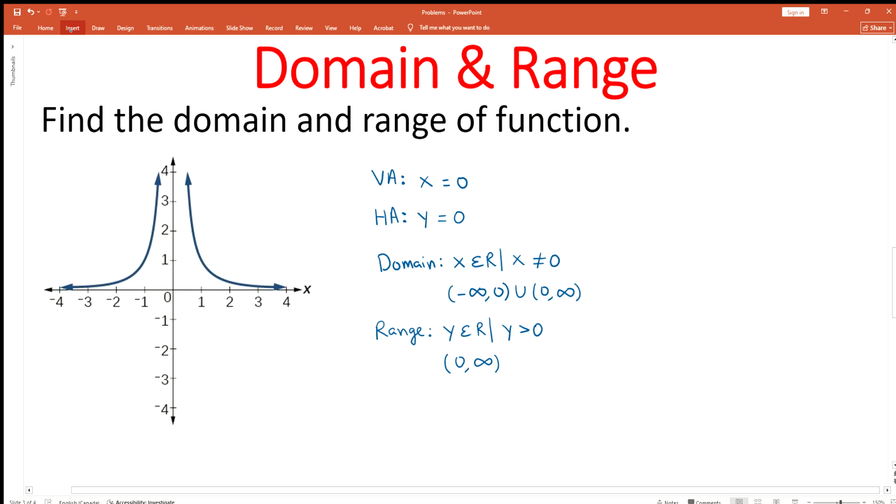So these are the steps you have to keep in mind to find the domain and range of this function.